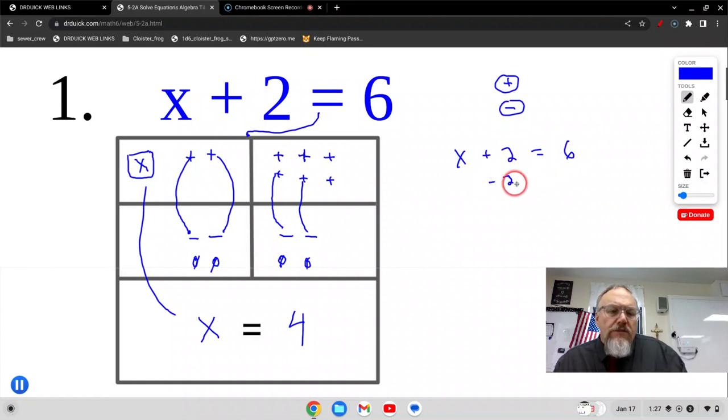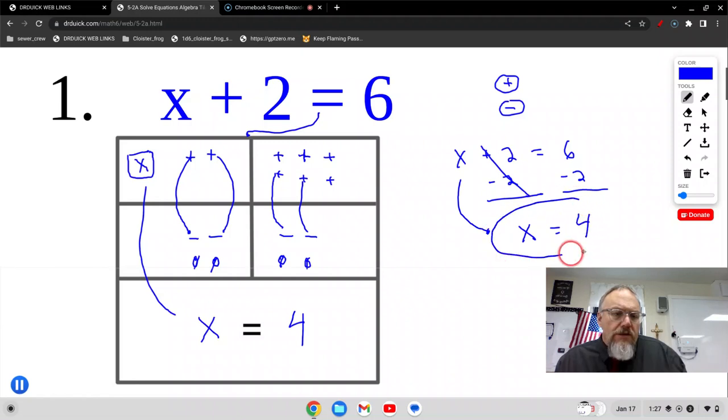If you were to solve this algebraically, you say x plus 2 equals 6. I subtract 2 from this side, subtract 2 from this side, draw a line, cross them out, it becomes 0. I don't even have to write it down. I just take down this x. So I say x equals 6 minus 2, which is equal to 4. And I circle my answer so my teacher can see it.